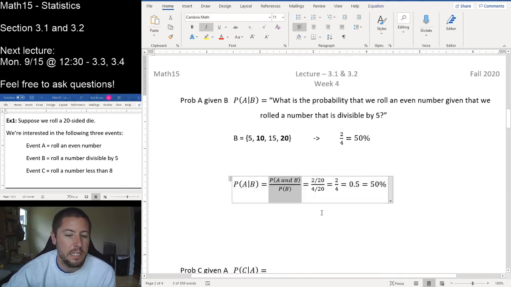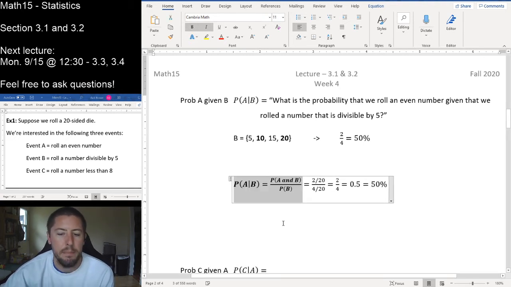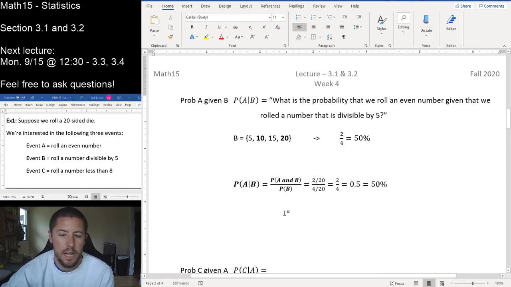Alternatively, though, this Bayes formula, the probability of A given B, is equal to the probability of A and B divided by the probability of B. That's always our good direct computation to take us home on that one.